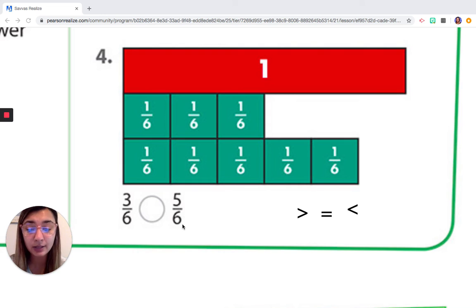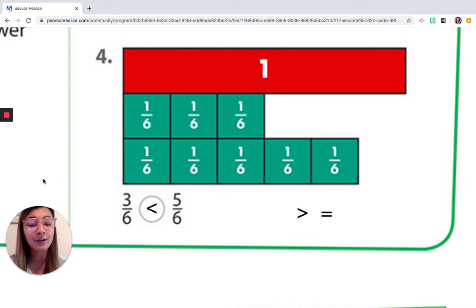Because we have the same denominator, we can just look at the numerator. We know 3 is less than 5. So we're going to pull over our sign. Remember, our alligator mouth wants to eat the bigger fraction. So this says 3/6 is less than 5/6. We can see here that that is in fact true. 3/6 is smaller than 5/6.